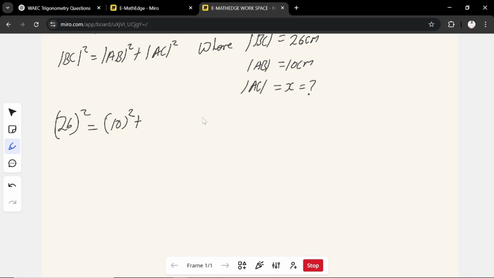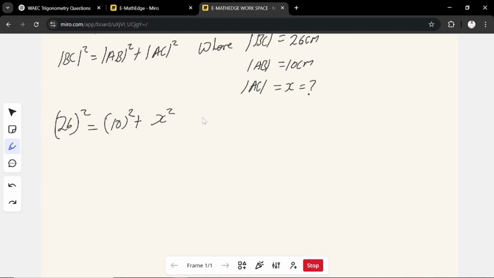What is AC square? We don't know what AC square is, and we target it to be x. So we are going to have x square here. Mind you, everything is squared. The next thing to do is to proceed by simplifying this equation. And how do we do that? You open the bracket. Since we have 26 square here, you multiply 26 by 26.